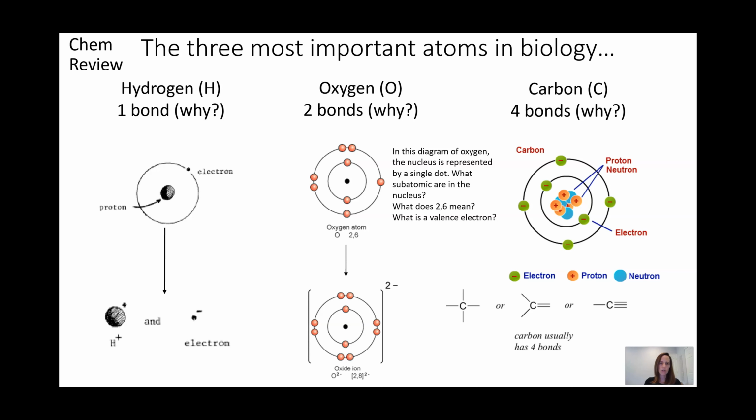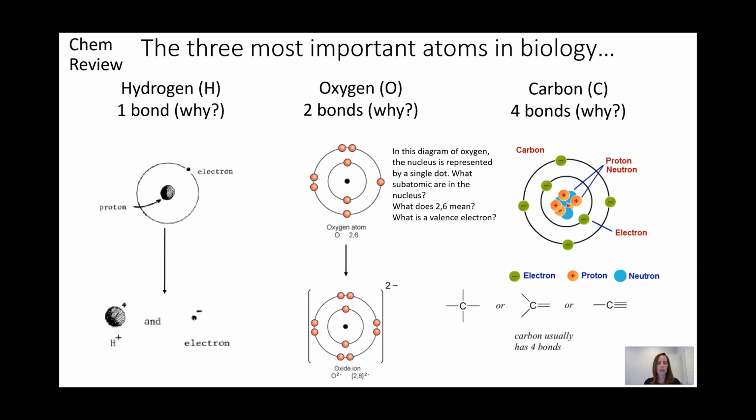All right, so first of all, hydrogen. Hydrogen typically forms one bond. Then we have oxygen that typically forms two bonds, and carbon that typically forms four bonds. Let's take a moment and see if you can figure out why that might be. Why does hydrogen form one? Why does oxygen form two? Why does carbon form four?